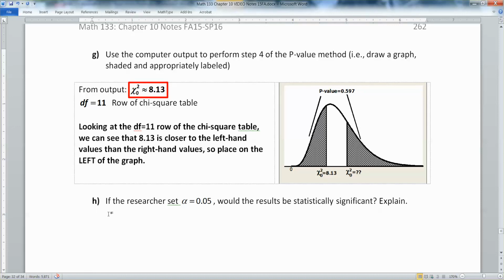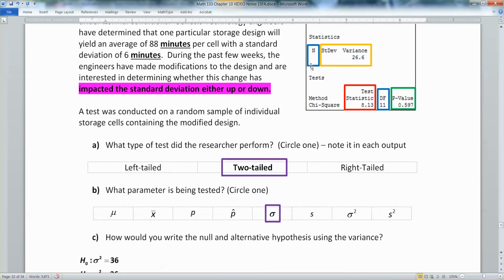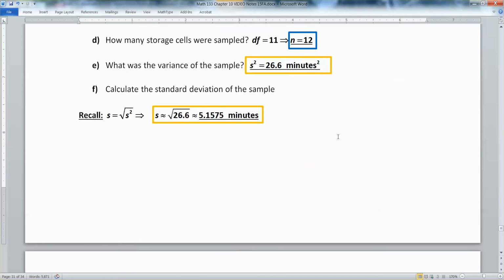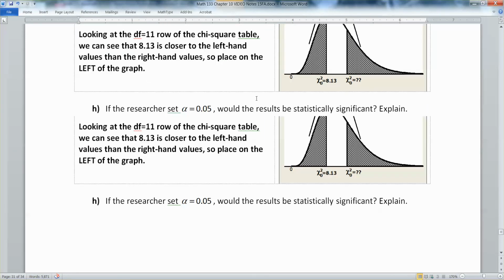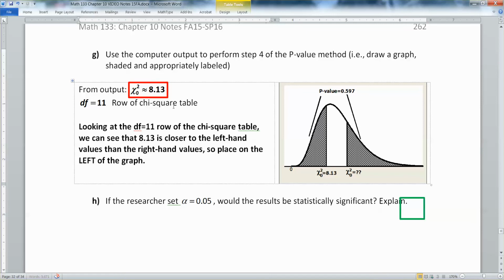All right, so that's the only hard part, just kind of looking at that table and figuring out, hey, is this closer to the left or the right? Now that we know that, we still know our p-value, which is labeled up at the top: p-value is 0.597. And that came right from the output right here. It says p-value is 0.597. So that means that we are going to not reject the null hypothesis, because one thing that hasn't changed is you only reject the null hypothesis if your p-value is low, lower than your alpha. And your alpha here is 0.05, and 0.597 is nowhere near lower than that.